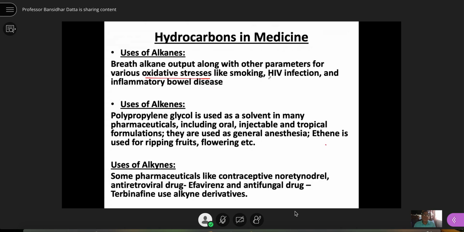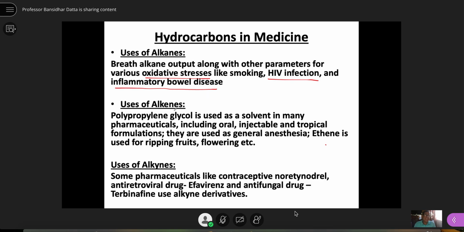People who are suffering from HIV infections also smell of alkanes. And people suffering from inflammatory bowel syndrome, IBS, also have some sort of alkane smell coming from their mouth. No offense to anyone, it's just a natural phenomenon, and the disease itself causes these things.